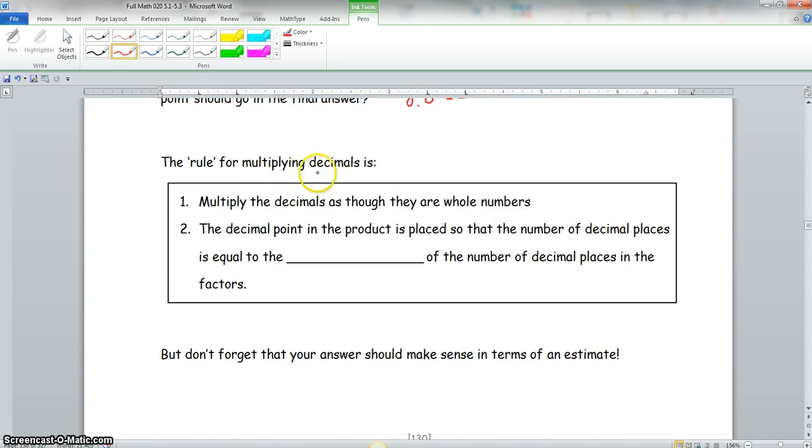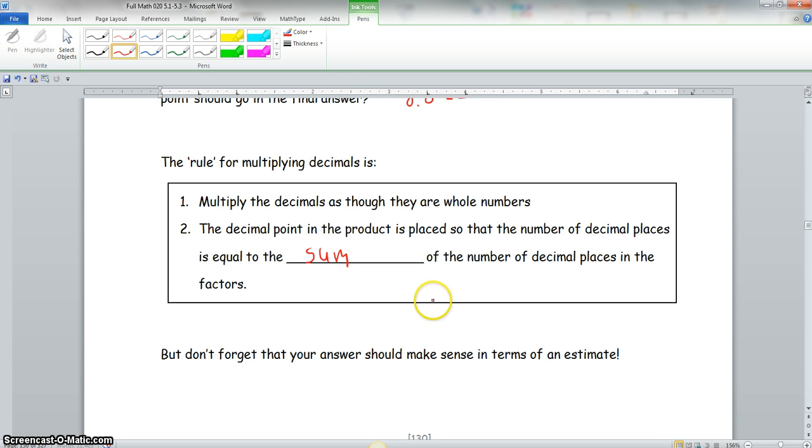Now we come here. The rule for multiplying decimals is, number 1, multiply the decimals as though they are whole numbers. Number 2, the decimal point in the product is placed so that the number of decimal places is equal to the blank of the number of decimal places in the factors. Okay, now let's read that again. The decimal point in the product is placed so that the number of decimal places is equal to the blank of the number of decimal places in the factors. The sum of the number of decimal places in the factors.